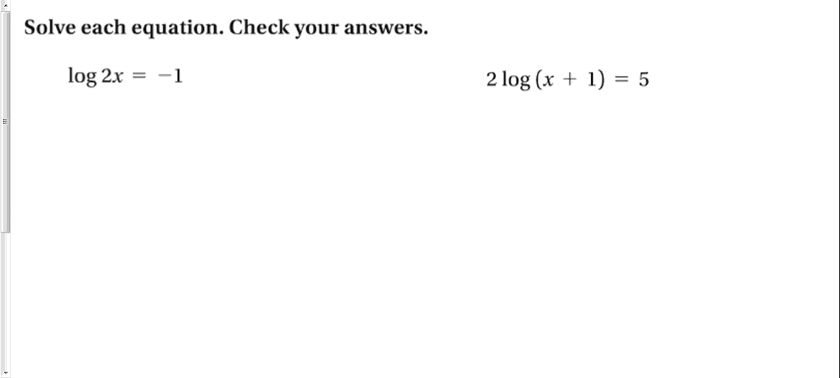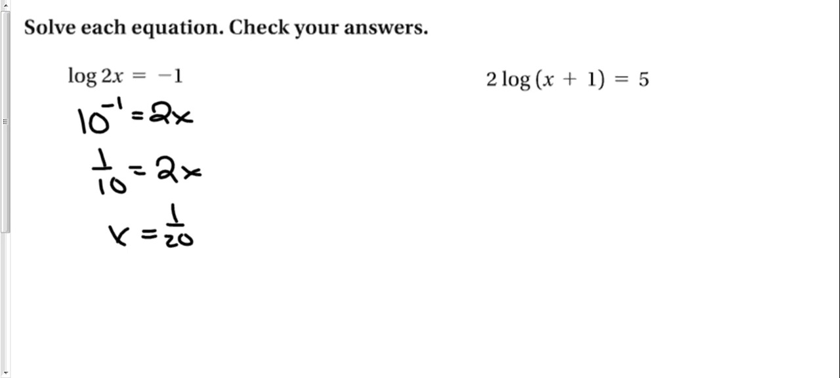Right? The opposite is also true. So to solve logarithmic equations, use an exponent. The base here is 10. So 10 to the negative 1 equals 2x. 10 to the negative 1 is 1 over 10. Divide both sides by 2. X is going to equal 1 over 20. Same thing on this side. All right?